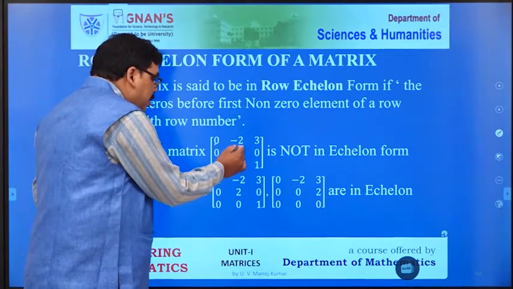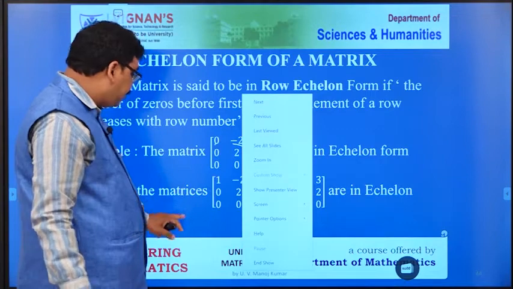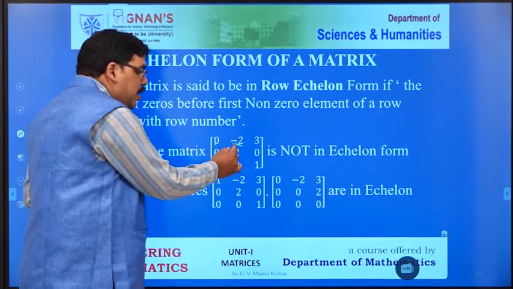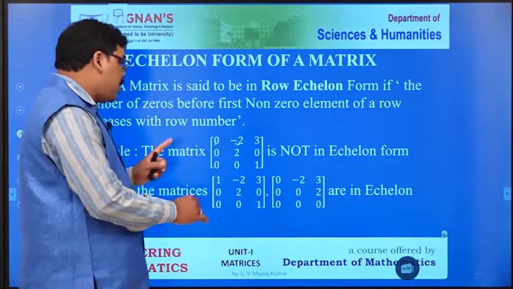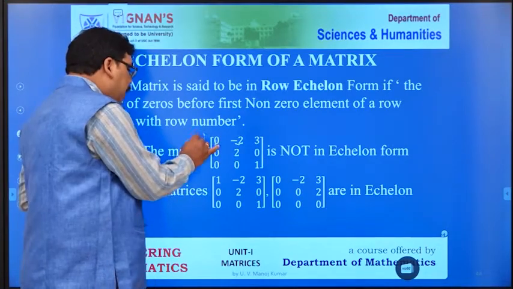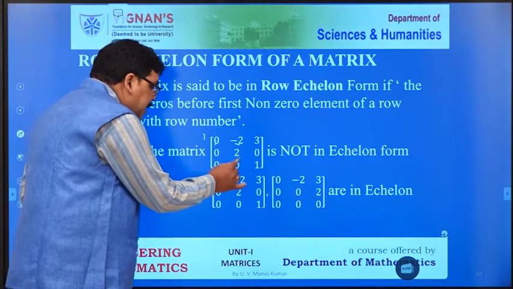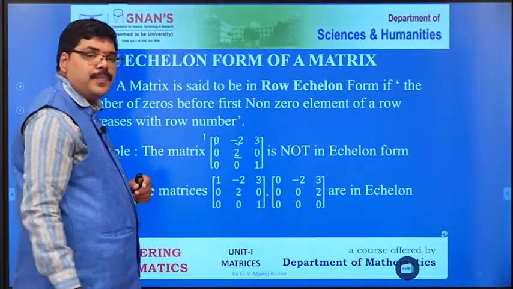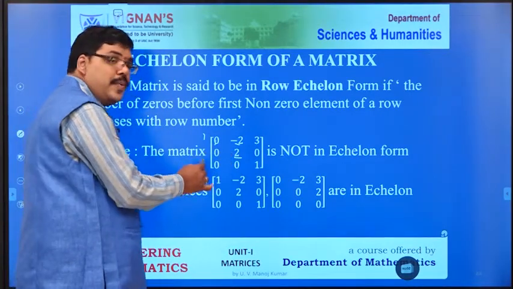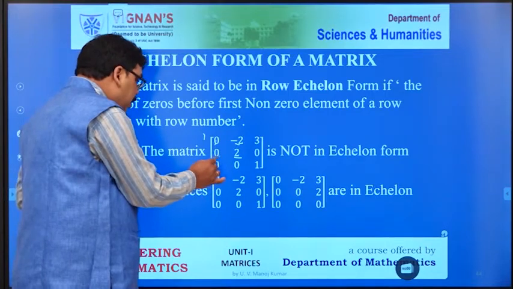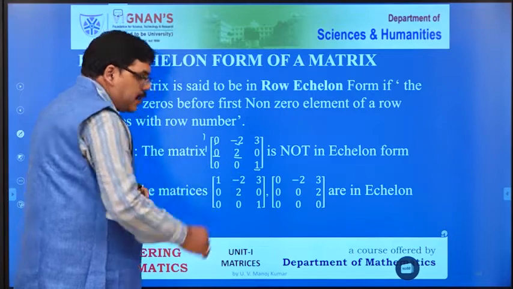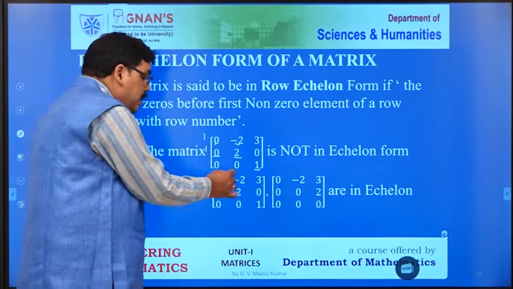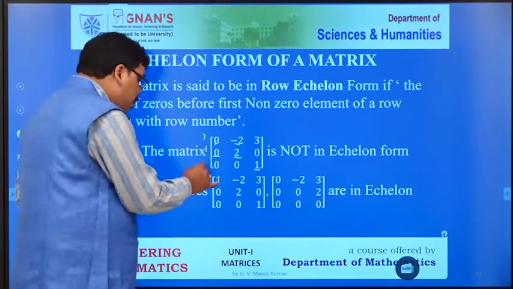This is a non-zero number. This is a non-zero number. So you should count this 0. So how many zeros are there? 1. This is a non-zero number. Before this, how many zeros are there? 1. This is a non-zero number. Before this, how many zeros are there? 2.